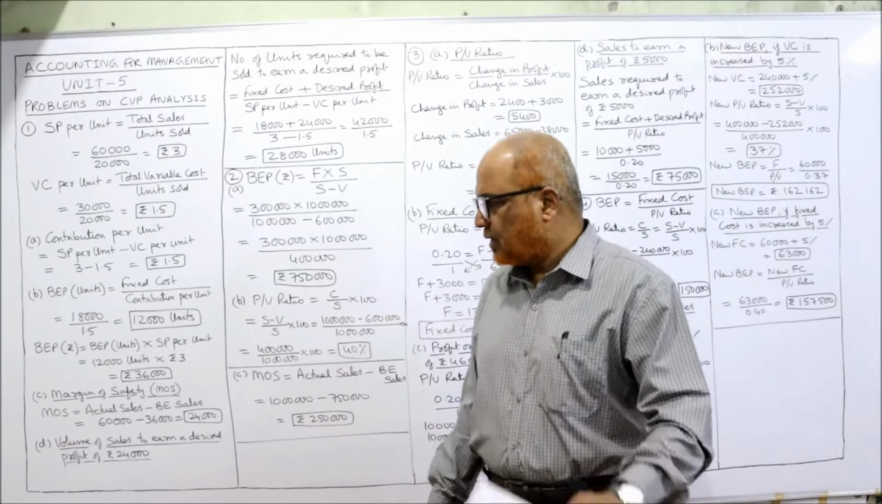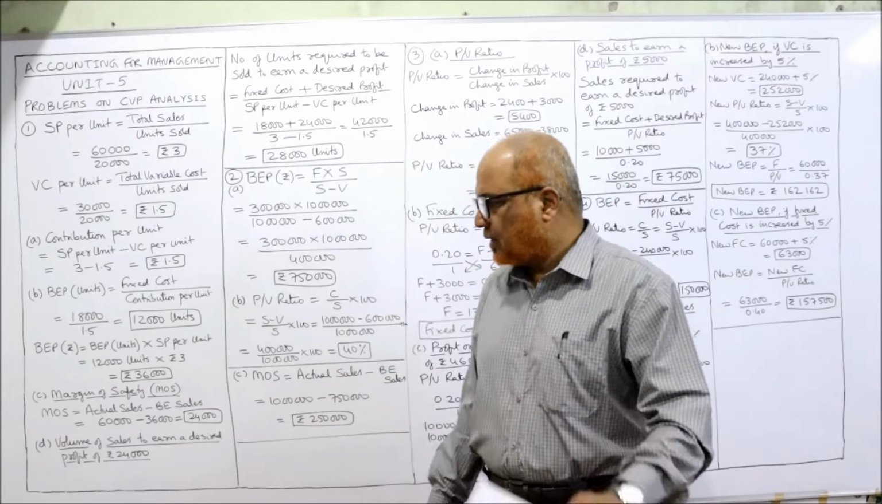But if two period data is given, we can conveniently apply the formula PV ratio is equal to change in profit by change in sales into 100. This formula will be applied only when two period data is given. Here two period data is given. That's why I am applying the formula PV ratio is equal to change in profit by change in sales into 100. How much is the change in profit?